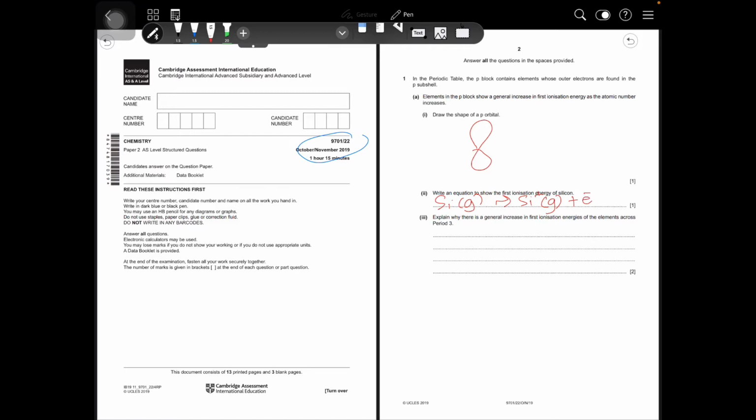Explain why there is a general increase in first IE of the elements across period 3. So when we talk about IE, the factors affecting IE, the first one is definitely the nuclear charge. From left to right across the period, the nuclear charge increases. And then we also must talk about the shielding. Across the period, the shielding is constant, or they have a similar shielding between the inner electrons. And what happened to the attraction? The attraction between the outer electron and the nucleus increases.